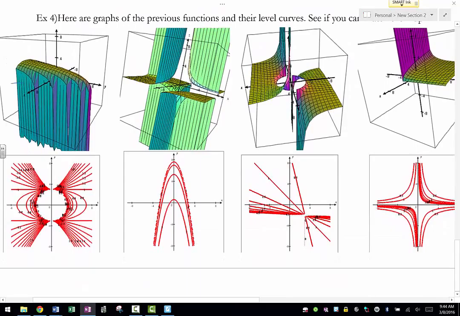If I were to slice this through using planes like this, I'd see a whole bunch of parabolas, right? This is the y-axis, this is the x-axis right here. So I would see a bunch of parabolas starting up at high y's and going down. This is the contour map for that function.